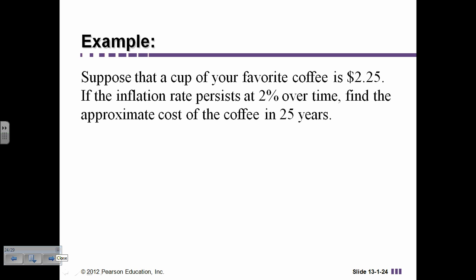So suppose you want to buy a cup of your favorite coffee that costs $2.25. If the inflation rate persists at 2% over time, find the cost of the coffee in 25 years. So if we go through our formula here, A is the final value or the future value. The principal is $2.25.